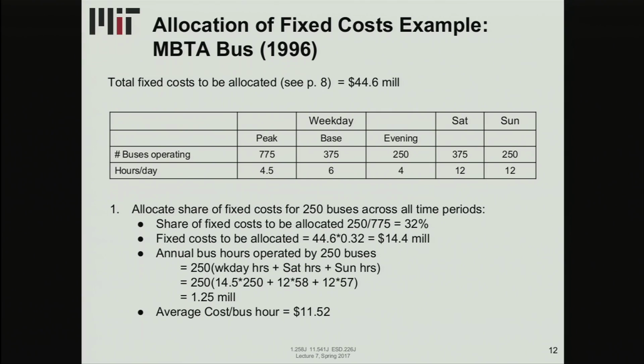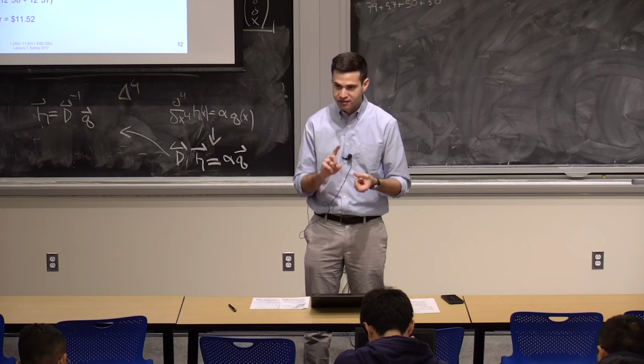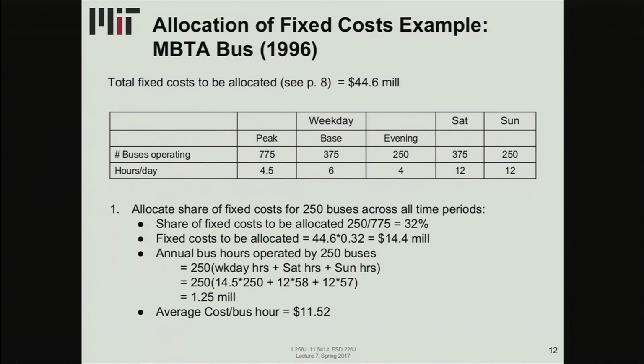Okay. So from page 6, the total fixed cost to be allocated is 44.6 million. That is the sum of all the fixed costs that appear on page 6, which is 5.7, 3, and 35.9. That adds up to 44.6.